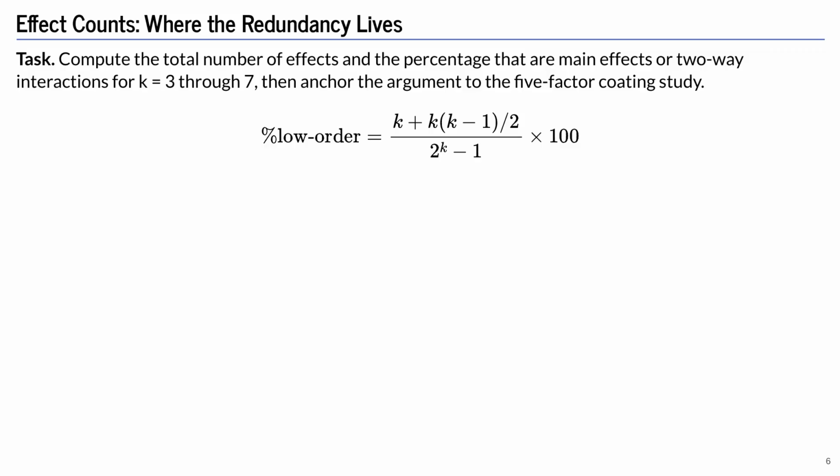Let us make the sparsity argument quantitative. If we define low-order effects as main effects plus 2-way interactions, then the fraction of all effects that are low-order is k plus k times k minus 1 divided by 2, all divided by 2 to the k minus 1. As k grows, that fraction shrinks rapidly because the high-order terms multiply exponentially while the low-order terms grow only polynomially.